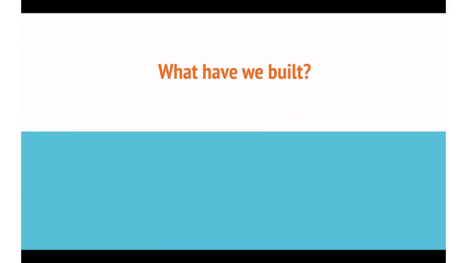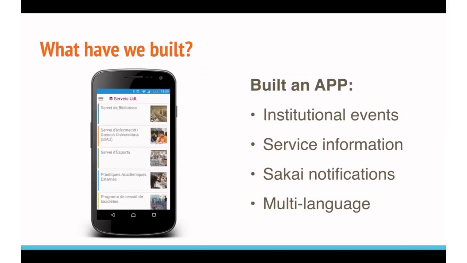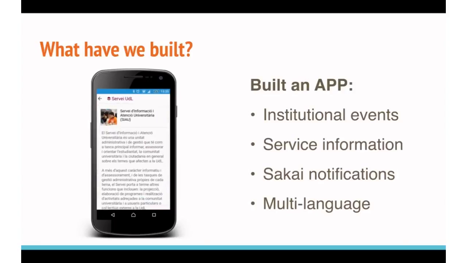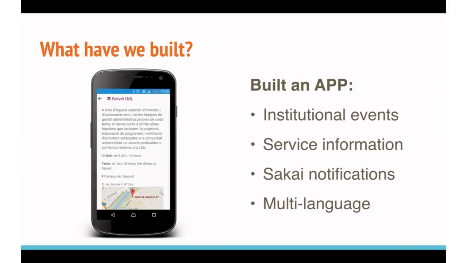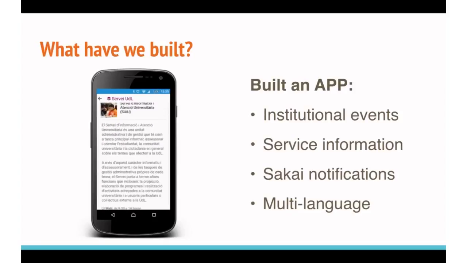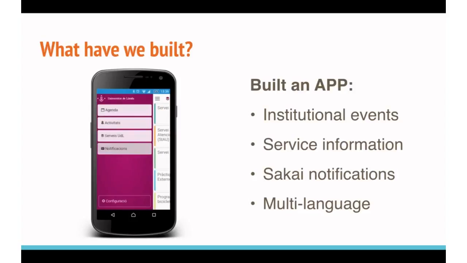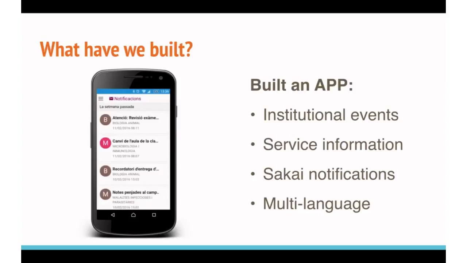We started building a new communication channel, something different from email that could be checked immediately. We built a push notification infrastructure encapsulated into an official university app. And it's our app. It has 4 sections: agenda and activities show the information about institutional events. They are updated weekly, I think.